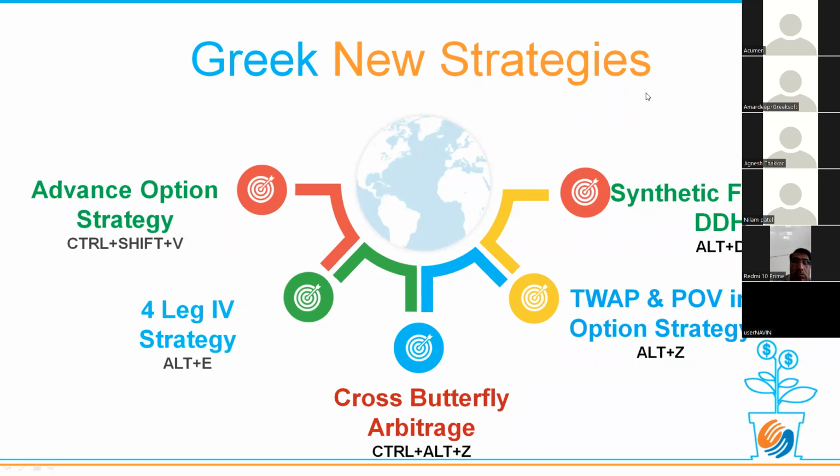Moving ahead, in Alt Z strategy, what we had initially was 2 leg and 3 leg strategies. Now we have also integrated TWAP and POV, that is time weighted average price and participation of volume, in option strategy. So if I want to make a 2 leg or a 3 leg strategy, but I want to do it through slicing or through participation of volume, even that is possible. And then we have synthetic future in DDH. So in dynamic delta hedging, we are using synthetic future as well. I'll move one by one.